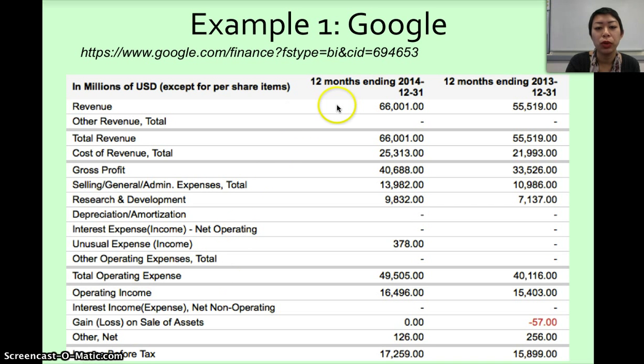Going back to the example of Google, we talked about how revenue increased between the years. We can also see that research and development has increased between 2013 and 2014. That might contribute to the increase in revenue for Google. The cost of revenue also increased between the years.